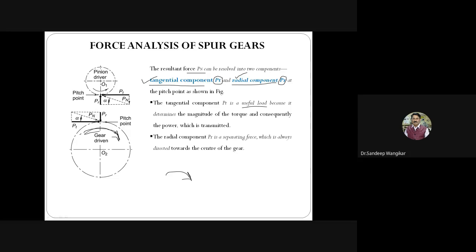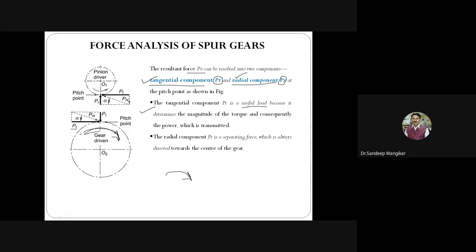We will be discussing the torque: MT is equal to PT into d by 2. This is just force into perpendicular distance. So this is the force acting, PT, and the perpendicular distance is diameter by 2. So PT into d by 2 will give you the torque, and you can ultimately calculate the power. Due to this component the gear is rotating, and the magnitude of torque and consequently power can be calculated. So this is about the tangential component.